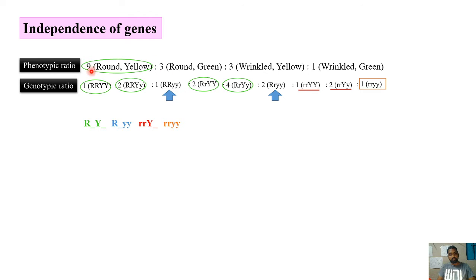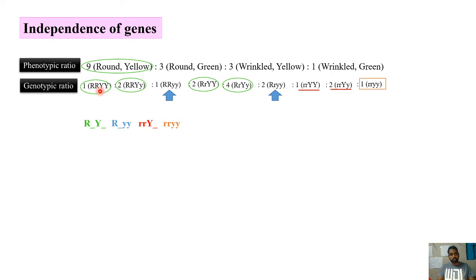Which means among these, the 9 round yellow in the phenotypic ratio have 4 different types of genotypes: 1, 2, 3, 4. The same way, in this, there are 2 different types of genotypes. In this, 2 different types, whereas this one is only 1 genotype. So this is how we can see the genotypes and phenotypes in the dihybrid cross.